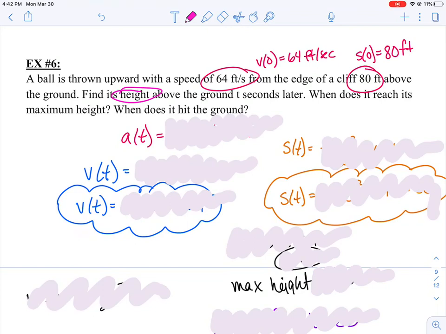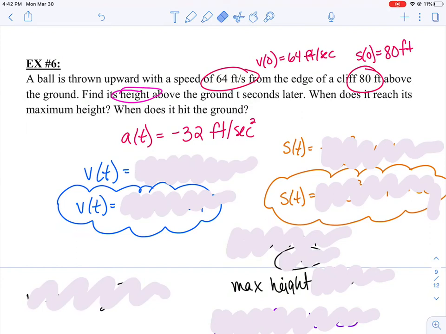So if we have a velocity function, we can integrate it and find the position. But I don't have a velocity function. If we have an acceleration, then we can anti-differentiate it or integrate it twice and find the position. So that's probably what we're going to need to do. So we know that the acceleration of any free-falling object, if we're in feet, is negative 32 feet per second squared. So I'm going to start with that idea.